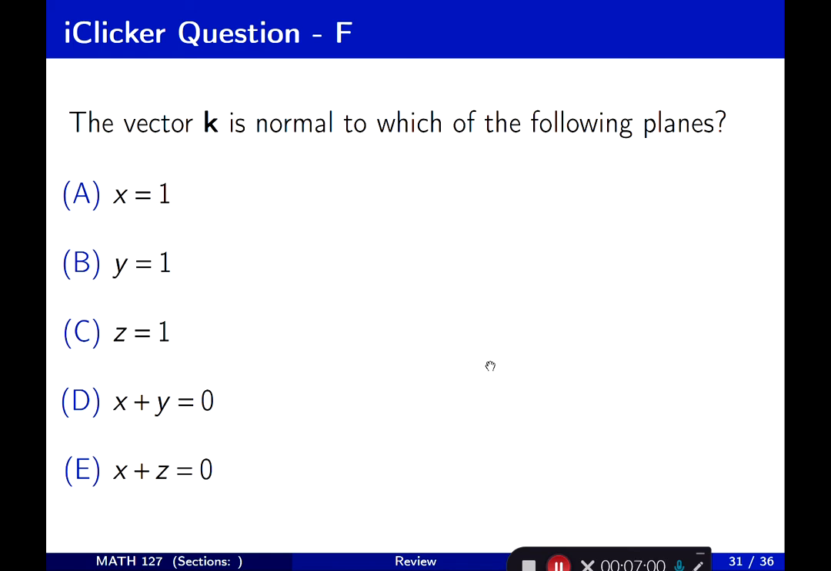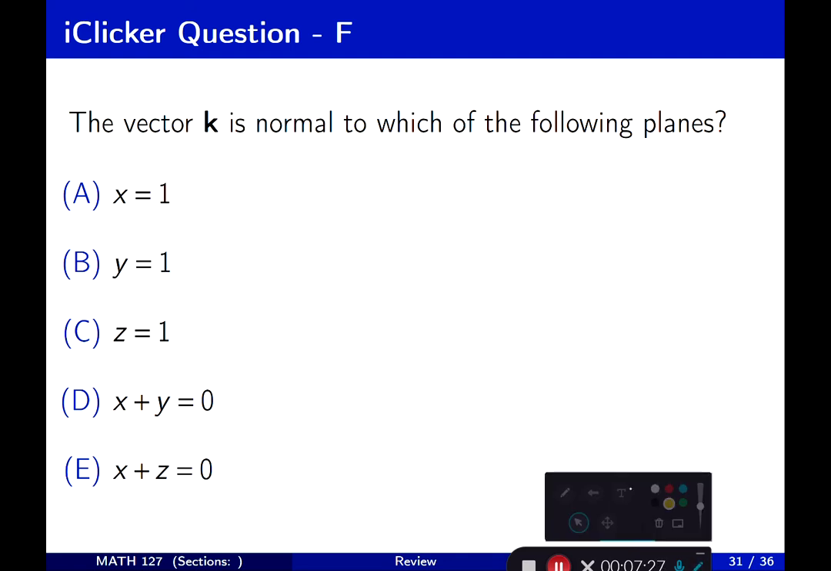I click on question F. The vector k is normal to which of the following planes? K is the one that is parallel to the z-axis. A, x equal to 1; B, y equal to 1; C, z equal to 1; D, x plus y equal to 0; E, x plus z equal to 0. So let's think about it and come back.